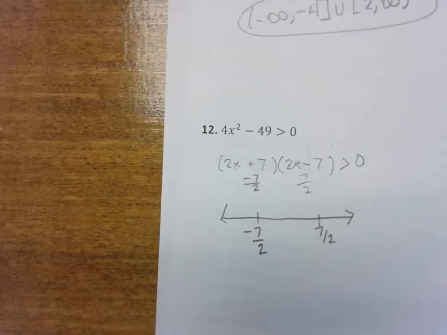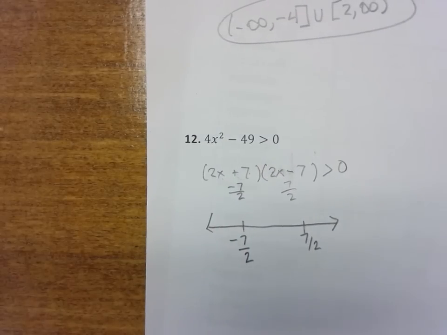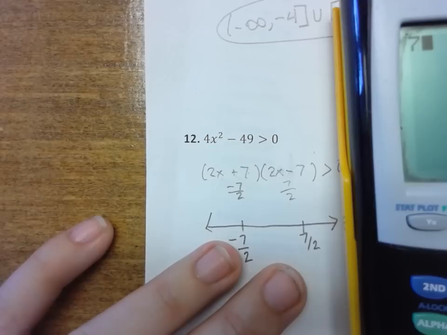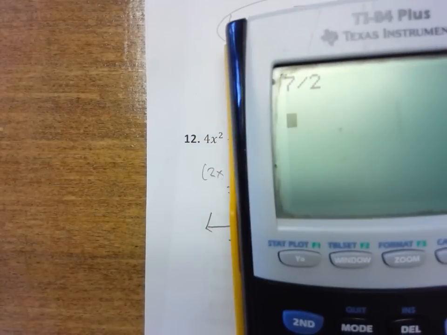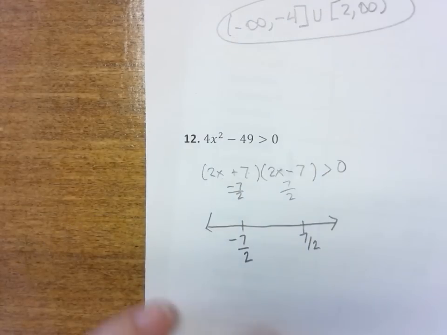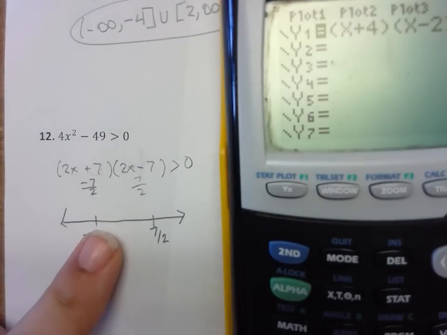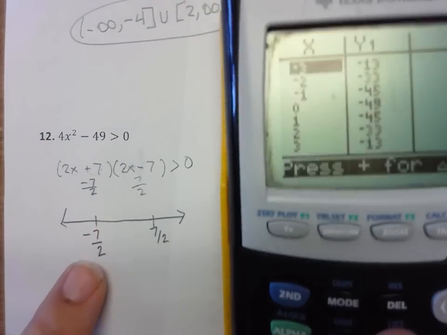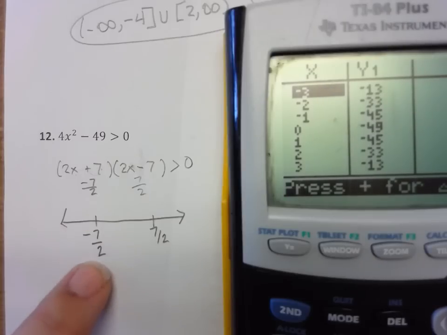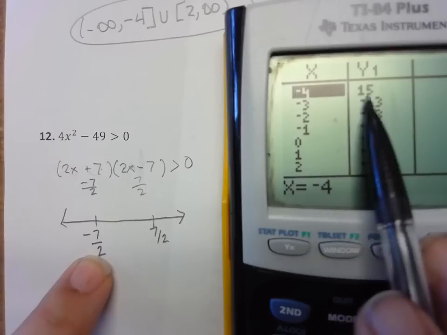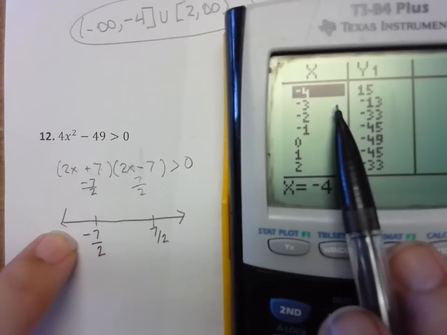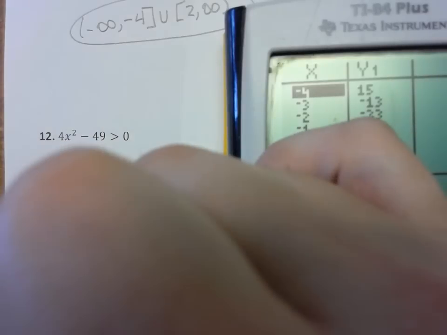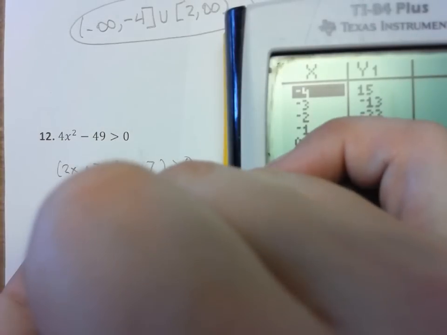A lot of you have been pretty bad at converting your fractions here. Remember, if you ever need help figuring out what that decimal is, literally do 7 divided by 2. That's like 3.5. Okay, so I'm going to go put this into my calculator. 4x squared minus 49. Go to my table. So if this is like negative 3.5, negative 4 would be to the left of it, and that's 15. Is 15 greater than 0? That's yes. But it's an open circle because we don't have the equal to bar.